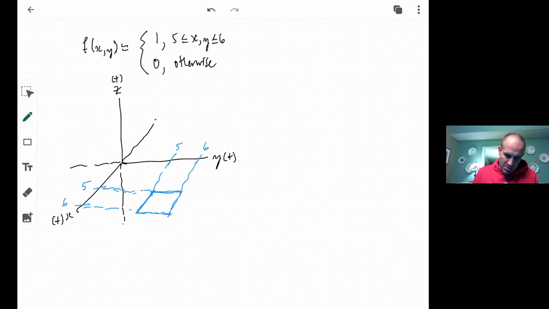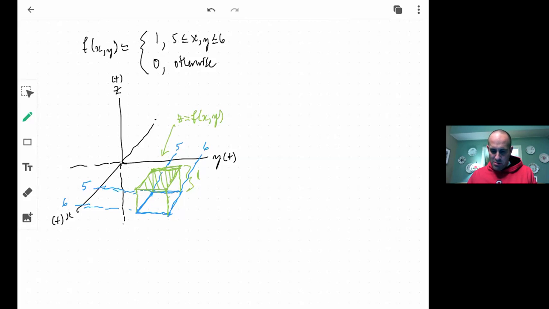Let me change colors here, and I'll start drawing this thing. Anywhere above this little blue square, I'm going to get a function value, and it's going to look like this. And what is the height of this thing? 1. So that's our little surface right there. Let me just color in that surface. So that is the graph of z equal to f of x, y. That's the density graphed right there.